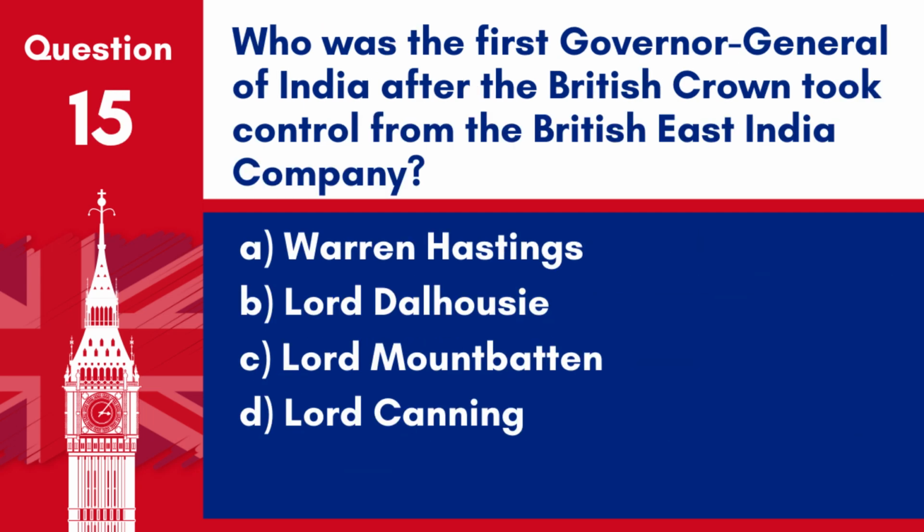Question 15. Who was the first Governor-General of India after the British Crown took control from the British East India Company? A. Warren Hastings. B. Lord Dalhousie. C. Lord Mountbatten. D. Lord Canning. Answer: D. Lord Canning. Lord Canning was the first Governor-General of India after the British Crown took control from the British East India Company following the Indian Rebellion of 1857.